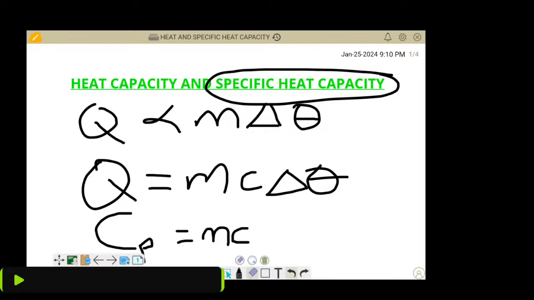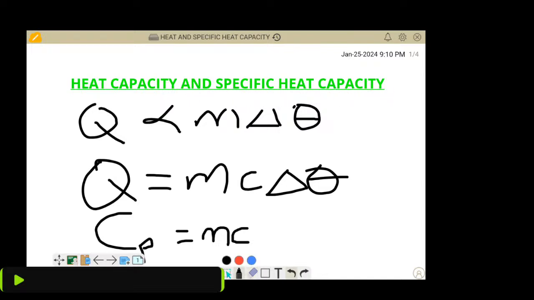While the specific heat capacity is the quantity of heat needed to raise the temperature of a unit mass, that is just 1 kilogram of a body, by 1 degree Celsius or 1 Kelvin. So please take note of that when you are defining them, because it is very, very important.